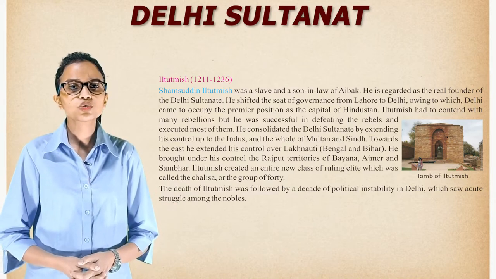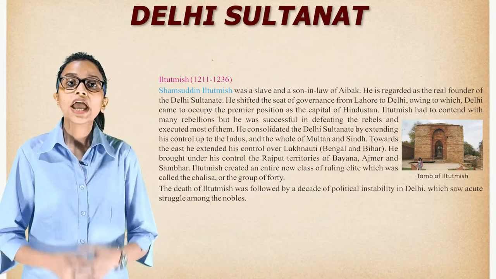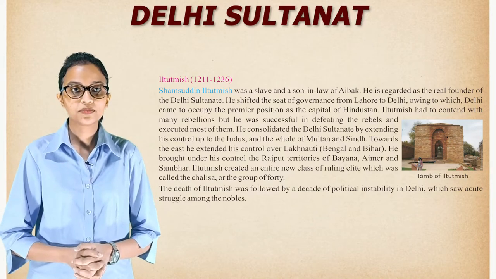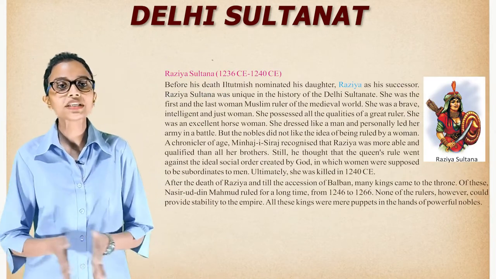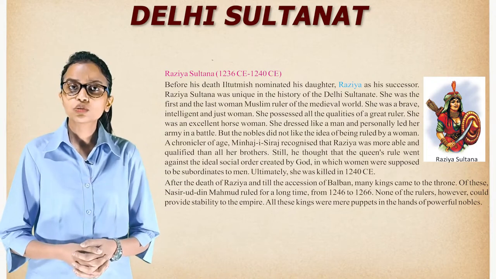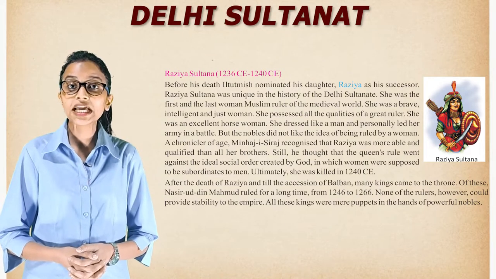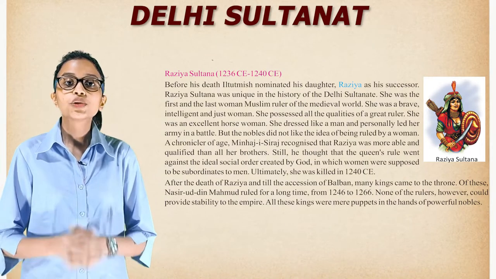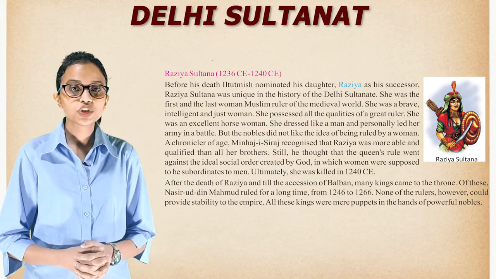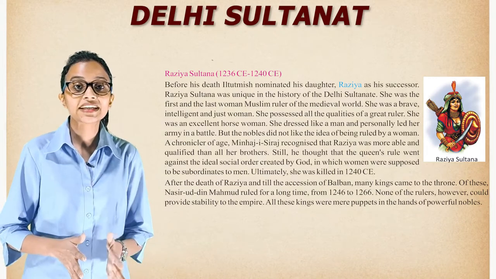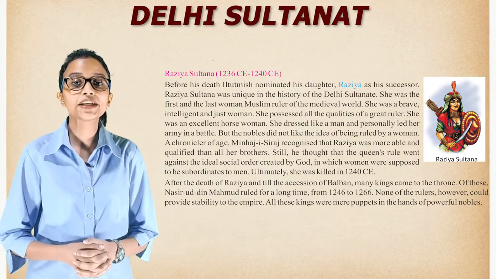The death of Iltutmish was followed by a decade of political instability in Delhi, which saw acute struggle among the nobles. Razia Sultana, 1236 CE to 1240 CE. Before his death, Iltutmish nominated his daughter Razia as his successor. Razia Sultan was unique in the history of the Delhi Sultanate. She was the first and the last woman Muslim ruler of the medieval world. She was a brave, intelligent, and just woman. She possessed all the qualities of a great ruler.